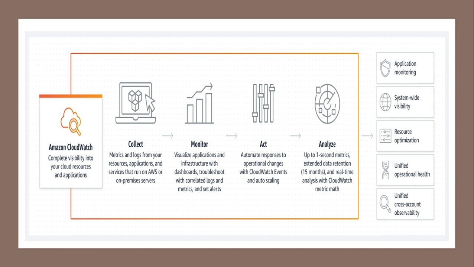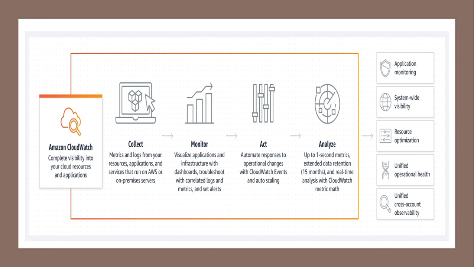So Amazon CloudWatch has complete visibility into your cloud resources and applications. It collects the data, metrics, and logs from your resources, applications, and services that run on AWS or on-premise servers. It monitors and visualizes applications and infrastructure with a dashboard, troubleshoots with correlated logs and metrics, and sets alerts. It acts as an automated response to operational challenges with CloudWatch Events and auto-scaling. And it is also used to analyze up to 1 second metrics, extend data retention for 15 months, and real-time analysis with CloudWatch metric math.